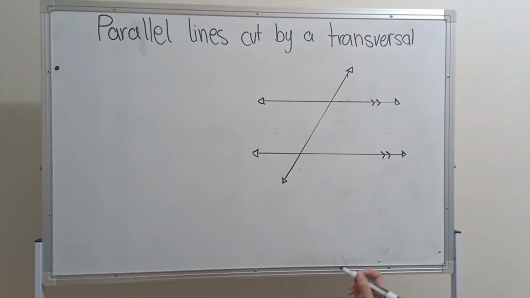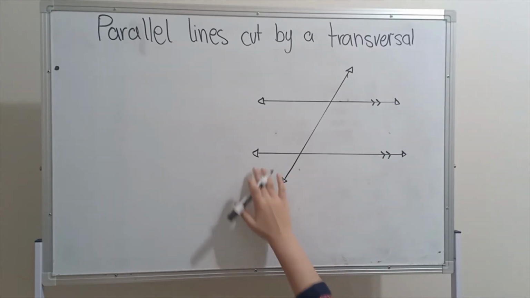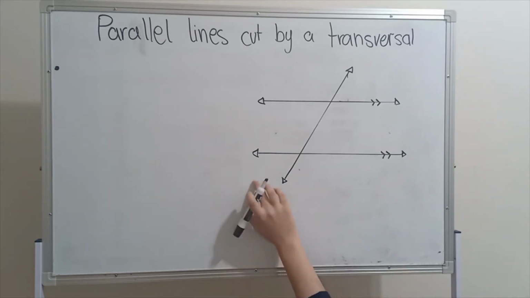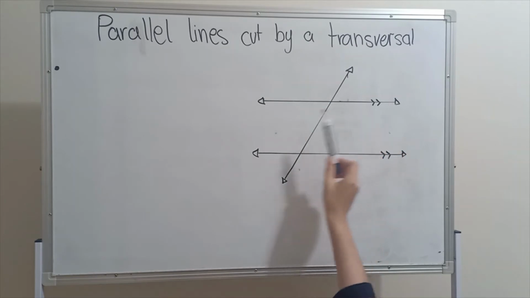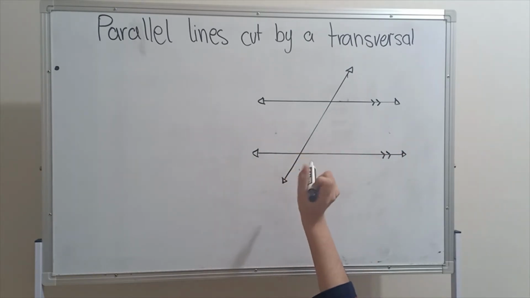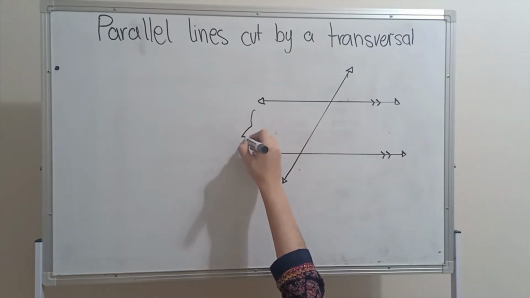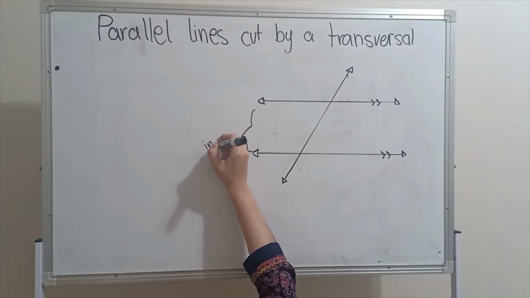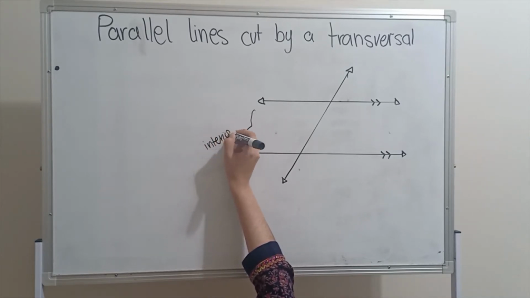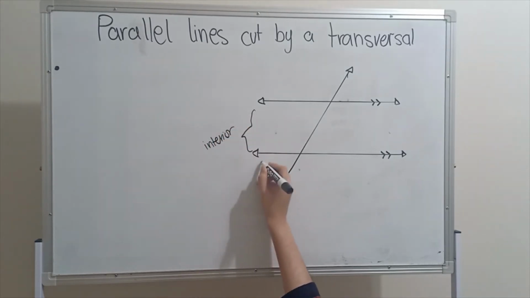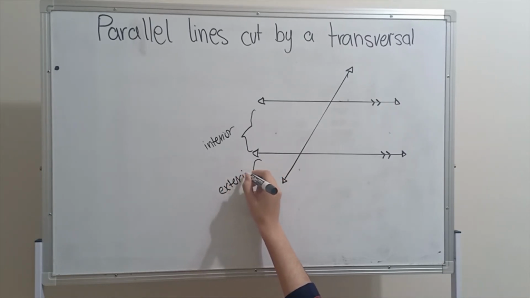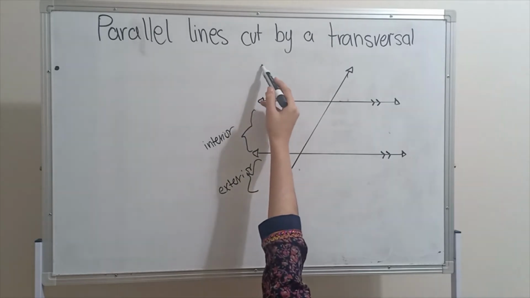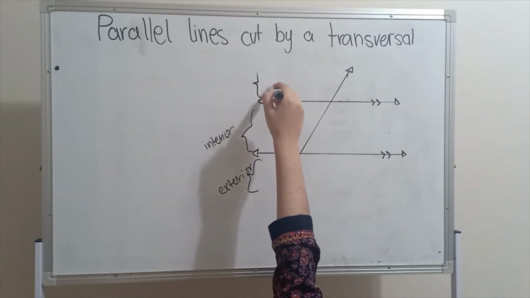For example, first, let's break it down. This side is the exterior side. Same goes for this side, it is the exterior side. This side is the interior one. This is interior. This is exterior. And this is also exterior.